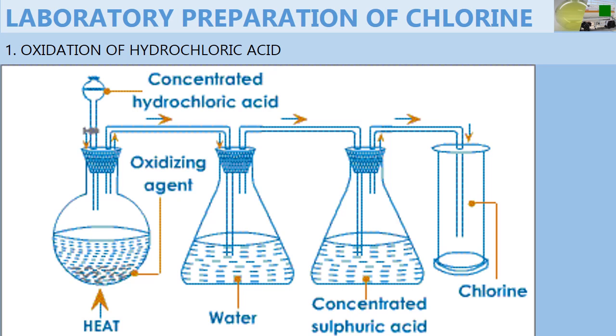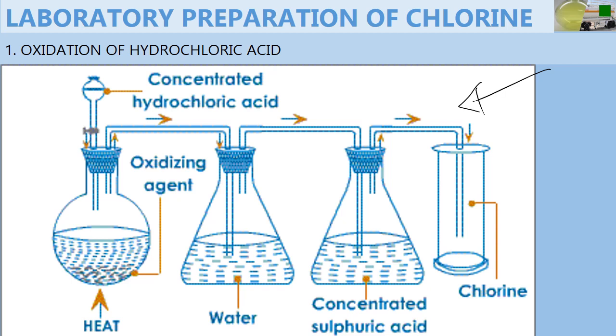The first method is the oxidation of concentrated hydrochloric acid using a strong oxidizing agent like the ones we have mentioned before. The setup is arranged according to the following diagram, as you can see here. When concentrated hydrochloric acid is delivered dropwise to a strong oxidizing agent, for example, potassium dichromate 6 or lead 4 oxide, and the others that we have mentioned, chlorine gas is liberated.